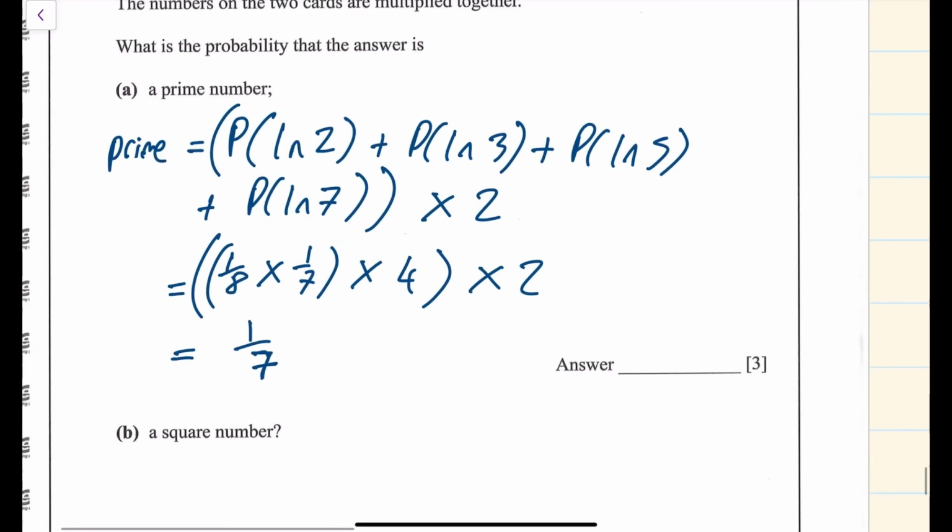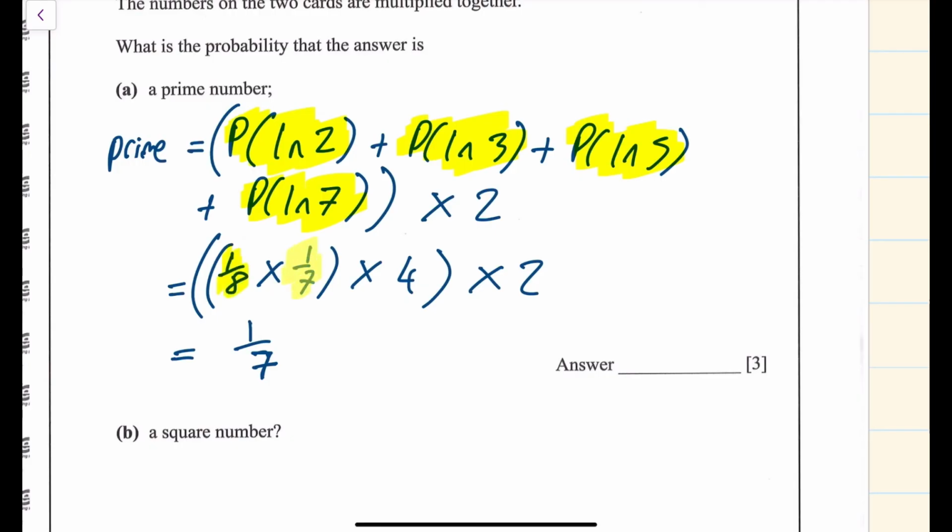So let me just go through that again. This is one of my ways of getting a prime number, 1 and 2. 1 and 3, because 1 times 3 gives you 3. 1 times 5 gives you 5. 1 times 7 gives you 7. You could also do them the other way around. So that's why we multiply by 2, because you could have 2 and 1, 3 and 1, 5 and 1, 7 and 1. And each one of those is going to be the same.